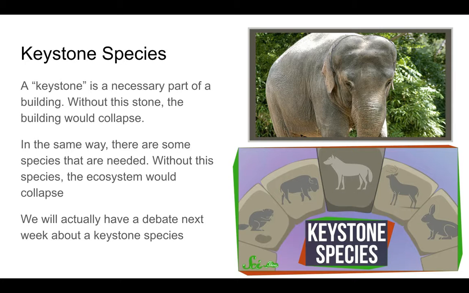A keystone species. So a keystone is a necessary part of a building. Without that stone, the building would collapse. In the same way, when you look at an ecosystem, a keystone species is a species that is needed for the ecosystem. Without that one species, the ecosystem would collapse. And we're going to have a debate. Like I said, we're going to have a debate about a specific keystone species. I'm not going to tell you what it is yet, but it should be good. Basically, a keystone species is one species that's needed for the whole ecosystem. And there's a lot of different keystone species depending on the ecosystem.